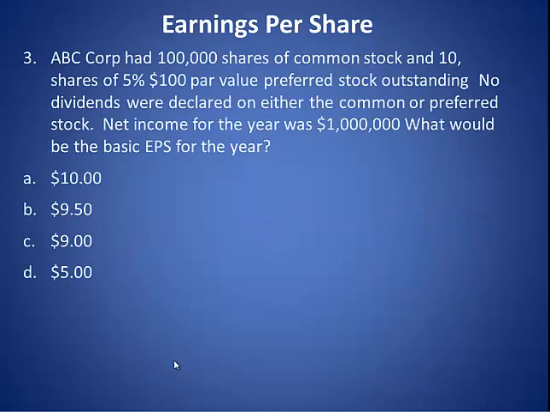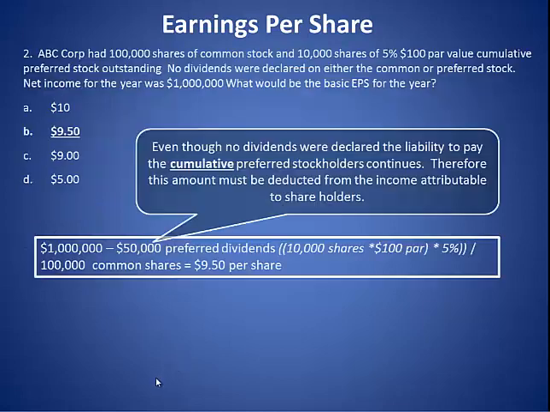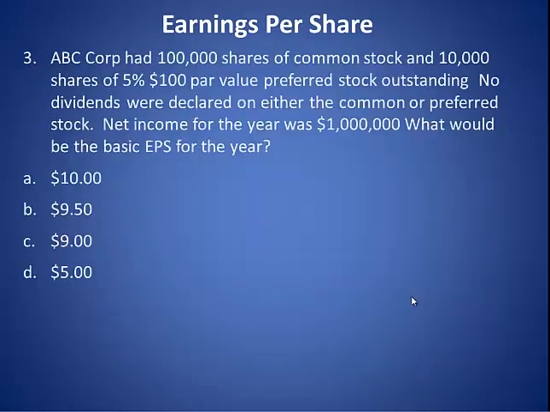Okay, let's take a look at number 3. ABC Corporation had 100,000 shares of common stock. Again, I have an error here where I say 10 shares. That should be 10,000 shares of 5% $100 par value preferred stock. No dividends were declared on either the common or preferred stock. Net income for the year was $1 million. What would be the basic earnings per share for the year? Again, go ahead and stop your video, and when you're ready, restart the video and look at the slide answers.